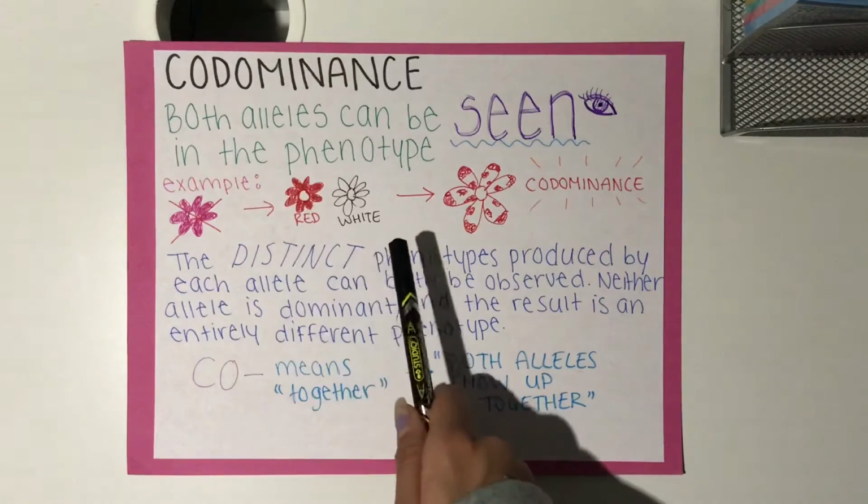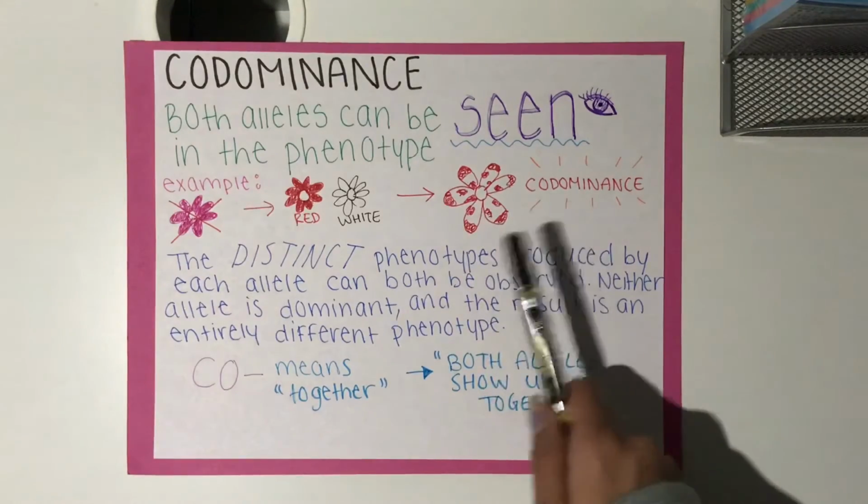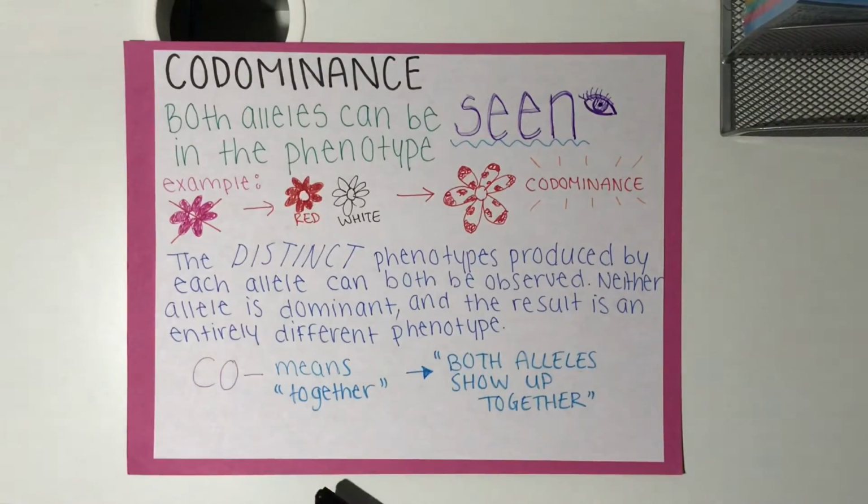red and white alleles that show codominance will have both patches of red and white. Simply put, the distinct phenotypes produced by each allele can both be observed. Neither allele is exactly dominant, and the result is an entirely different phenotype. The prefix co means together, and many individuals use that to identify that both alleles show up together.